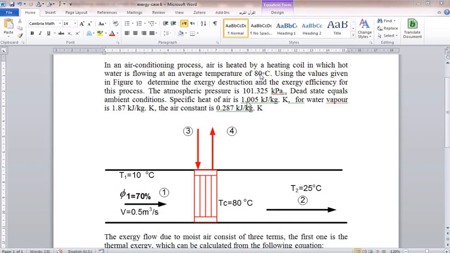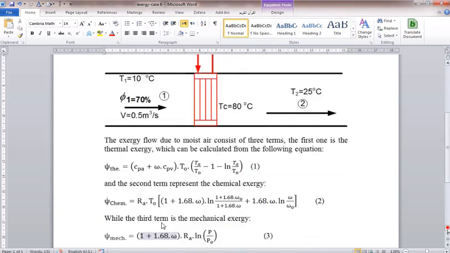Specific heat of air 1.005 kilojoule per kilogram Kelvin. For water vapor is 1.87 kilojoule per kilogram Kelvin. The air constant is 0.287. This is the system: T1, T2, heating coil, T coil 18 degrees centigrade, the volume flow rate 0.58 meter cube per second, and phi 70%.